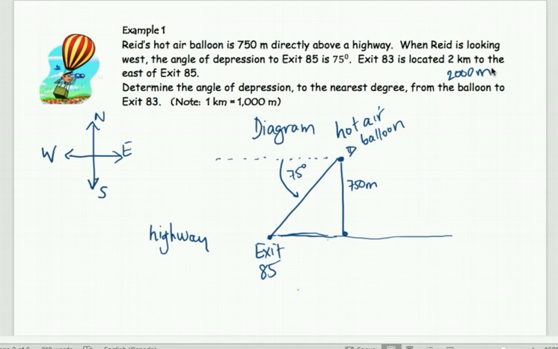So let's switch everything to meters here. So that's like looking this way. 2 kilometers away, exit 83 is over here. Exit 83 is located 2 kilometers east, so this way, because east is this way, of exit 85. So we need to determine the angle of depression. Again, if we were looking east now, we need to figure out the angle of depression, so this angle here, when we look down at exit 83.